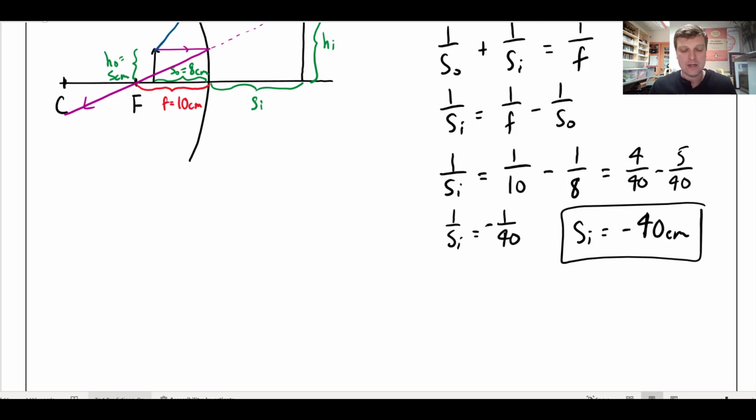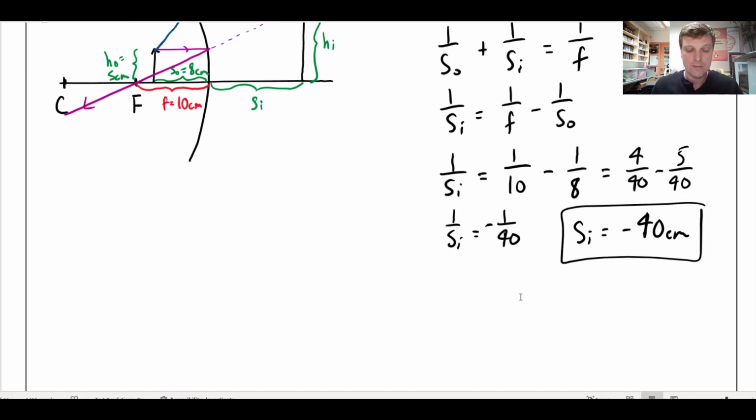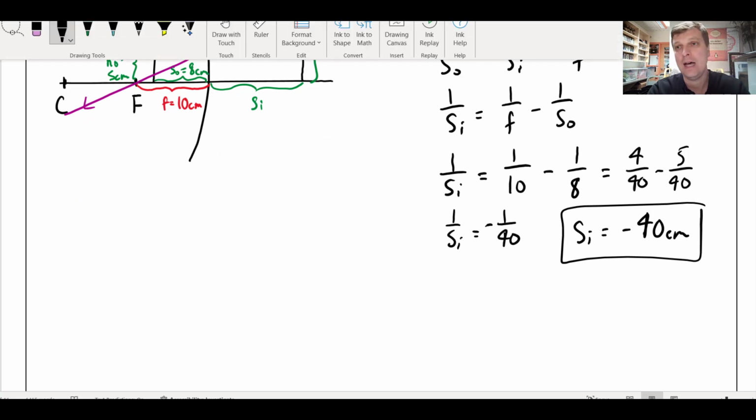which is great, because you can see that I kind of predicted that here from my picture. My SI should be bigger than 10, much bigger than 10. And also it's negative because it is a virtual image. And so that's good, two bits of good news. I now want to find the height and magnification.